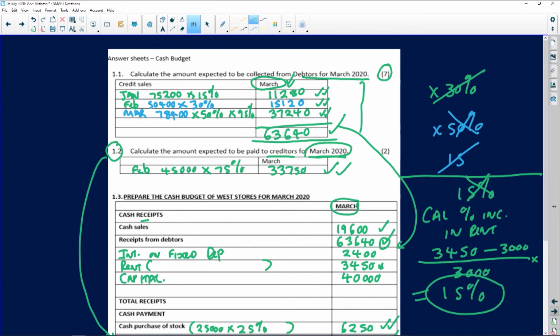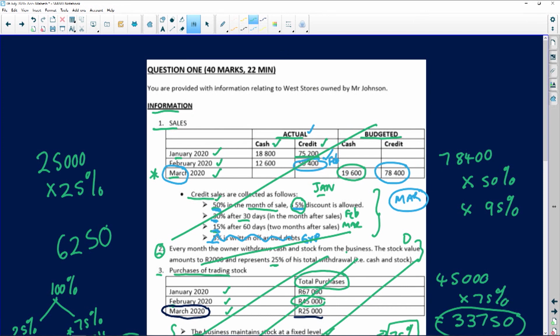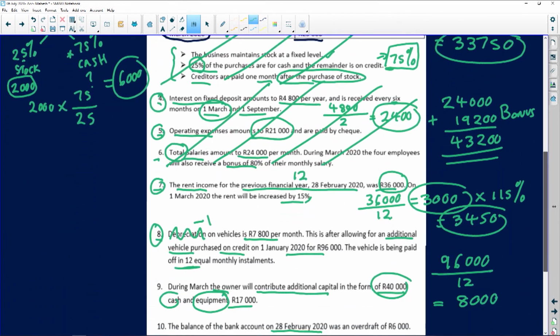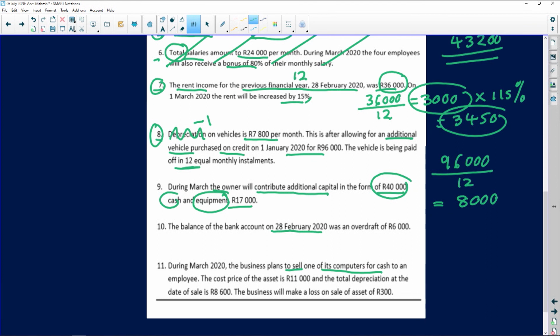We've got just under 30 seconds left, so we're probably not going to be able to do the last transaction. But for the last transaction, guys, I'm not worried about number 10. I'm focusing on number 11. Here we're dealing with an asset disposal. As you can see, the cost price of the asset is given, the accumulated depreciation is given, and you are told the business will make a loss of 300 Rand. So the key is to calculate the selling price, because that's what goes into your cash budget.